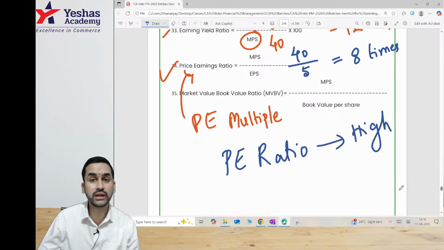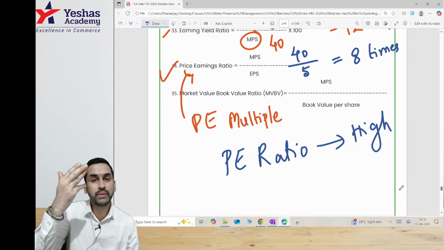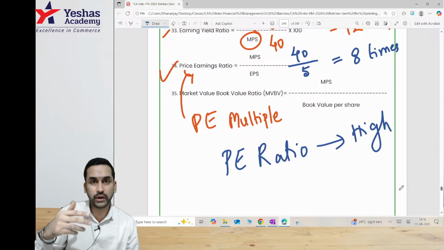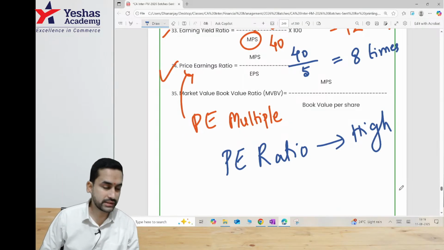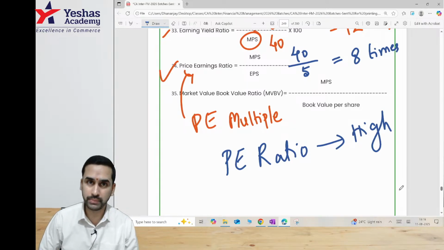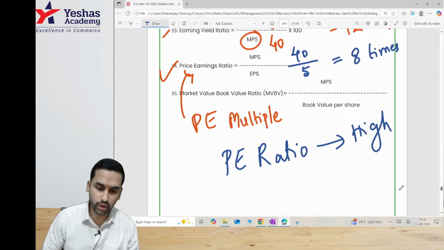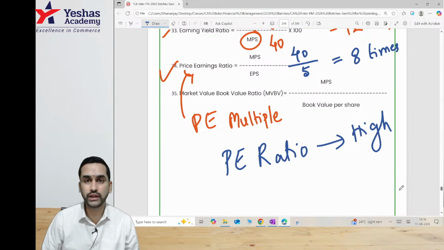If PE ratio is extremely high, then what does it mean? To earn 1 rupee EPS, I'm paying 37 rupee, 85 rupee, 135 rupee. An extremely high PE ratio is considered to mean that either the company is a very good company or people have unnecessarily hyped that company. It's a message of caution also. Therefore, before buying any share, you make sure you check its PE ratio also.